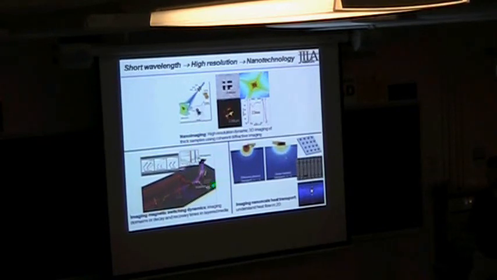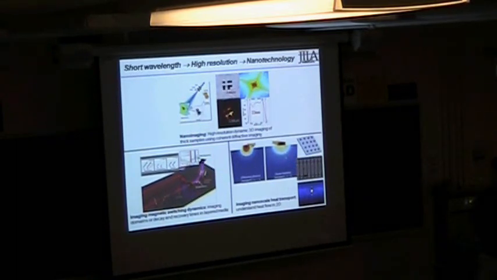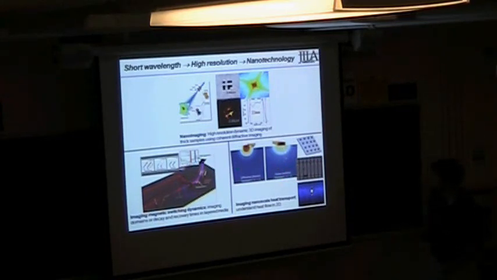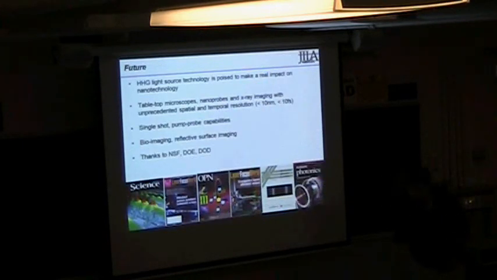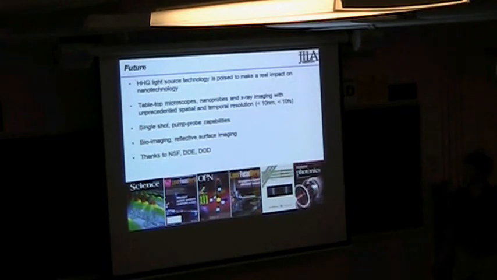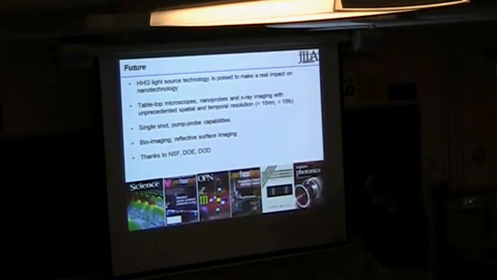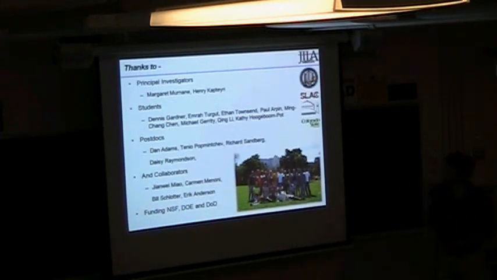And in the future, we're going to push towards imaging these dynamic systems, such as magnetic switching, nanoscale heat transport, and the plasma that I mentioned. So basically, I think in the near future, these tabletop microscopes are poised to be able to do nanoscale imaging with femtosecond temporal resolution. We're going to be able to do imaging in a single shot and pushing towards the bioimaging and also the reflective surface imaging. So I just want to thank our funding and all the people who worked on this project, and thanks for your time.